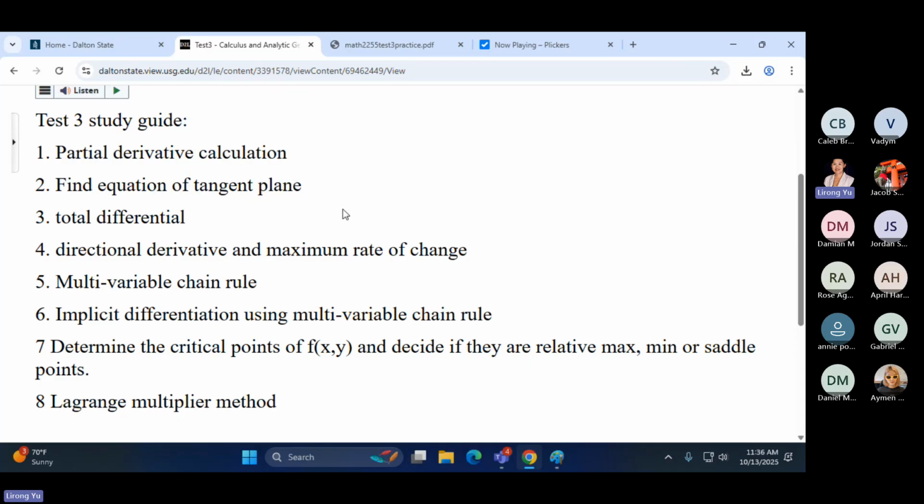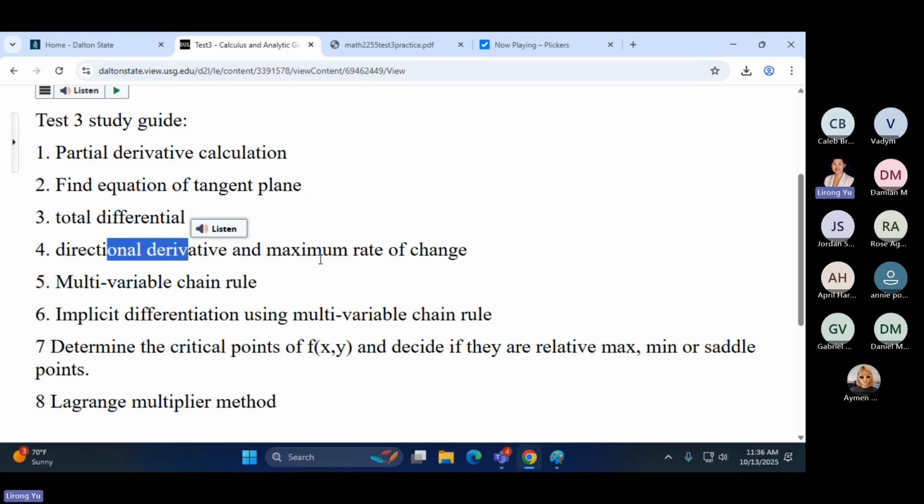Find the equation of the tangent line. This is going to be a 3-dimensional tangent line, so you might want to review how to determine the equation of a line. To determine the equation of a line, you need a vector indicating direction and a vector indicating the position of the line. Number 4 is understanding total differential, using the total differential to approximate, or basically calculating the total differential. Number 4 is also directional derivative and maximum rate of change. Remember that the direction for the maximum rate of change is a vector that is the same as the gradient vector. Number 5 is the multivariable chain rule.